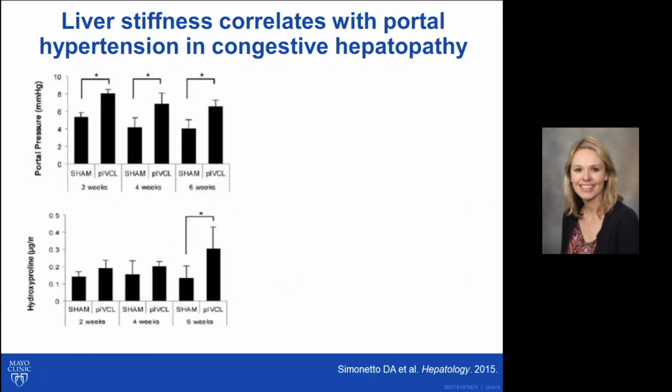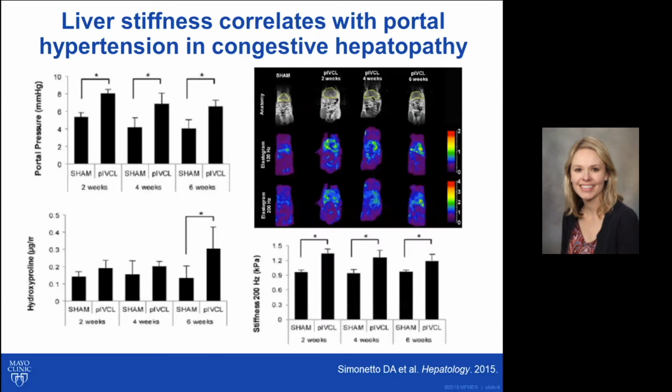We then utilized MR elastography to study our IVC ligation model of congestive hepatopathy at 2, 4, and 6-week time points. MR elastography is a newer imaging technology which measures tissue stiffness and which is increasingly used to assess several forms of liver injury, including hepatic fibrosis, congestion, and portal hypertension. We found that liver stiffness correlates with portal pressure, even in the absence of fibrosis at the earlier time points.